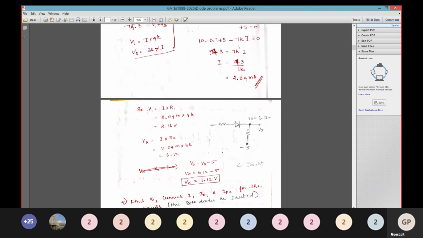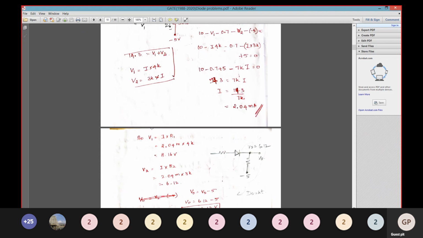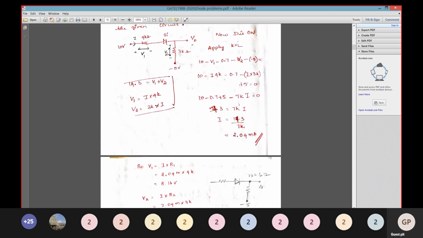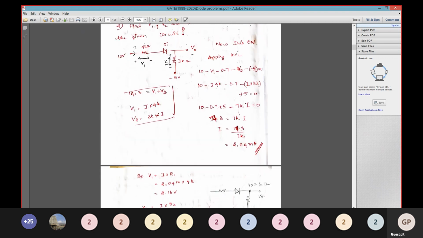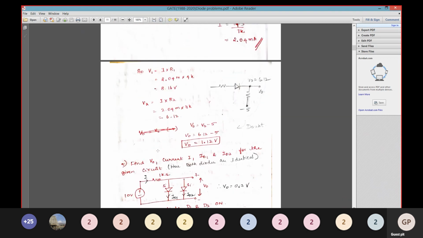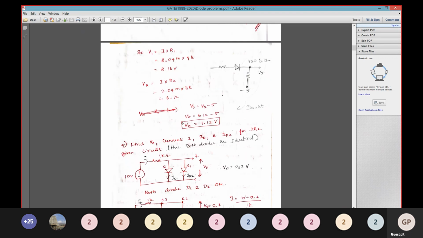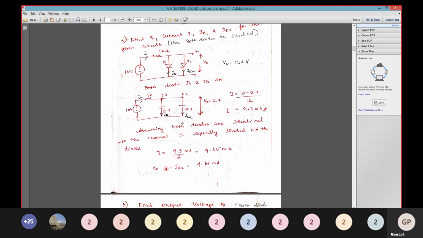Now we have found the value of I, it is very easy to find V1, V2 and the output voltage V0. What is V1? I into R. So 2.04 milliampere into 4K gives 8.16 volt. And what is V2? The same I into R, with the R value of 3K, so you can find that it is 6.12 volt.